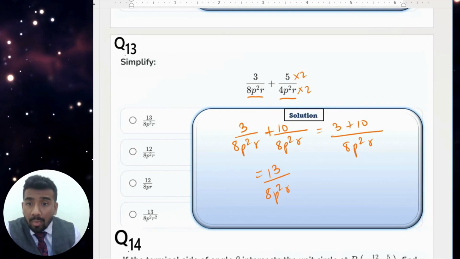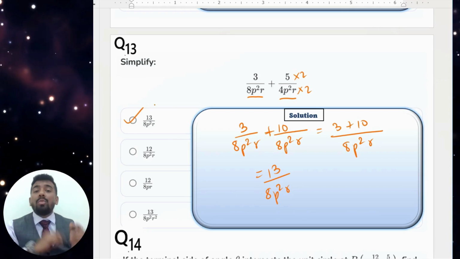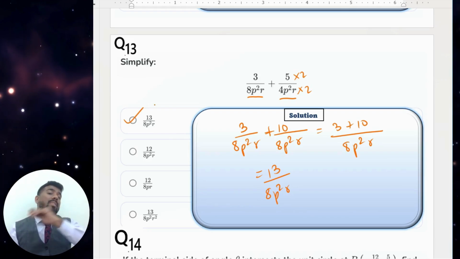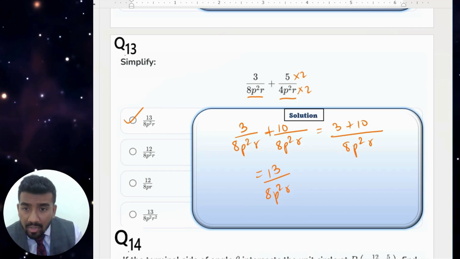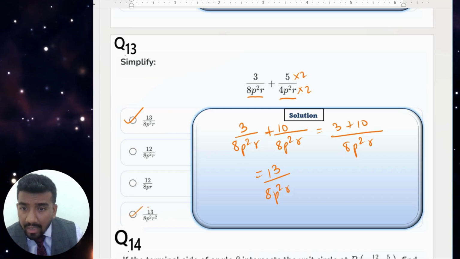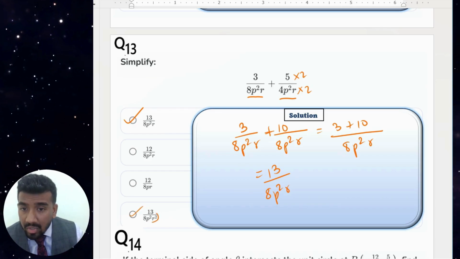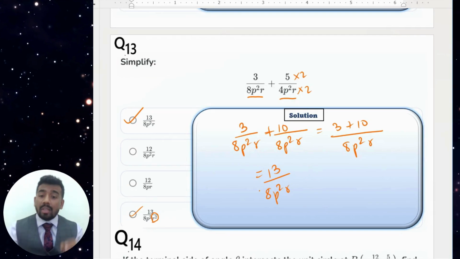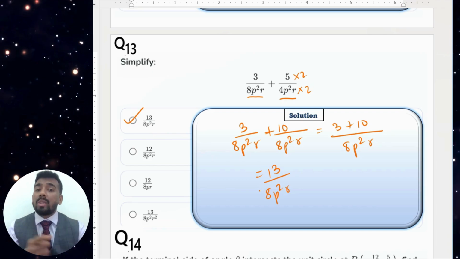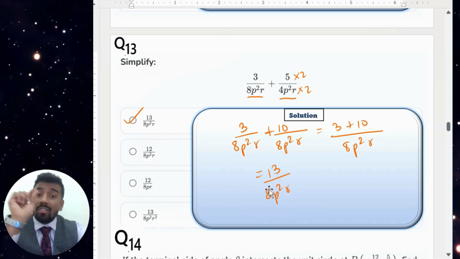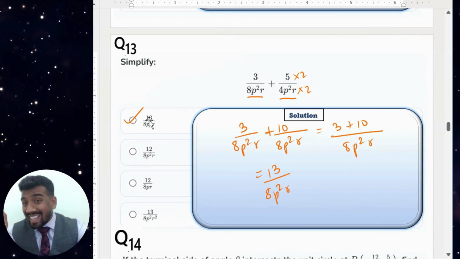Check the option properly. 13 over 8 p square r. Most of the students make a mistake. They are in a hurry. They check the answer 8 p square r, 13, and there is a 13 answer. They see option D as correct. Is it correct? No. You see, you have r square, which is not over here. So that's a small mistake which most of the students make. I don't want my students to make that mistake. So be careful. After you get the answer, select the exact answer.